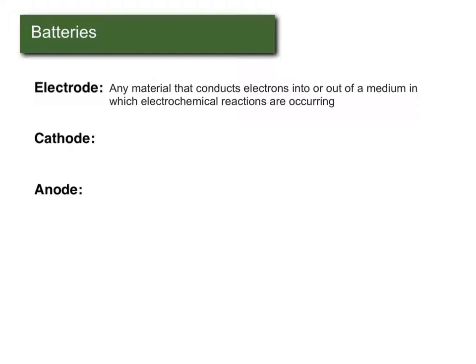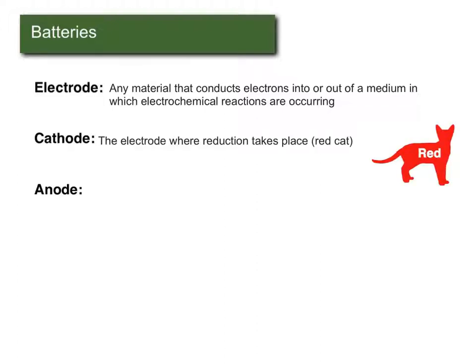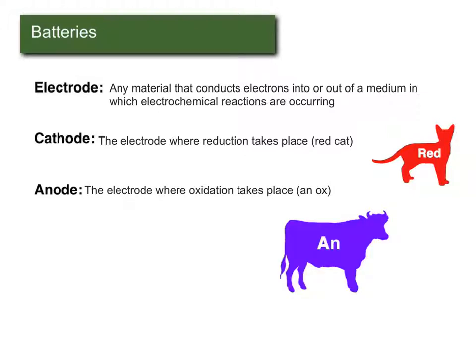The cathode is the place where the reduction happens, and the acronym to remember that is red cat. And then the anode is where the oxidation occurs, so that's an ox, right? That can help you remember what the cathode is and what the anode is.